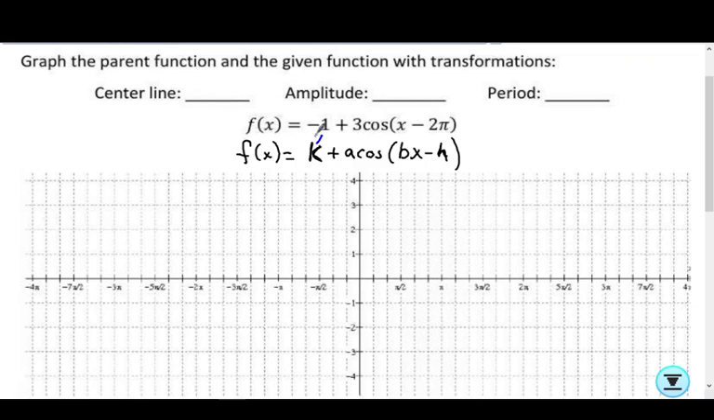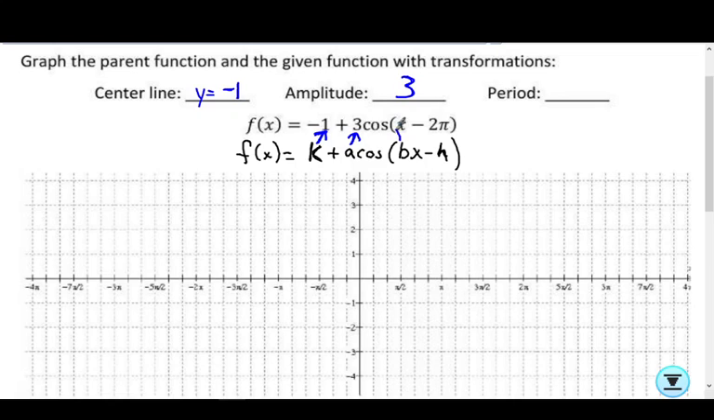So k, that is my vertical shift. It also tells me where my center line is. My center line has been moved to -1, which means it's been shifted down 1. This is my amplitude. My amplitude is now 3. It's been increased from 1 to 3, because if there's no number there, then it's 1. So that is my vertical stretch. It's going to be taller than the original function.